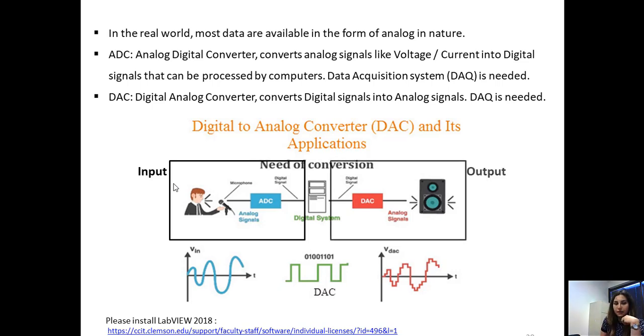But on the other hand, your speaker, this part, is your output. Why? Because your data acquisition system is transferring your digital signal into your analog signal so that a specific instrument here, which is your speaker, can operate. So this is called an output.